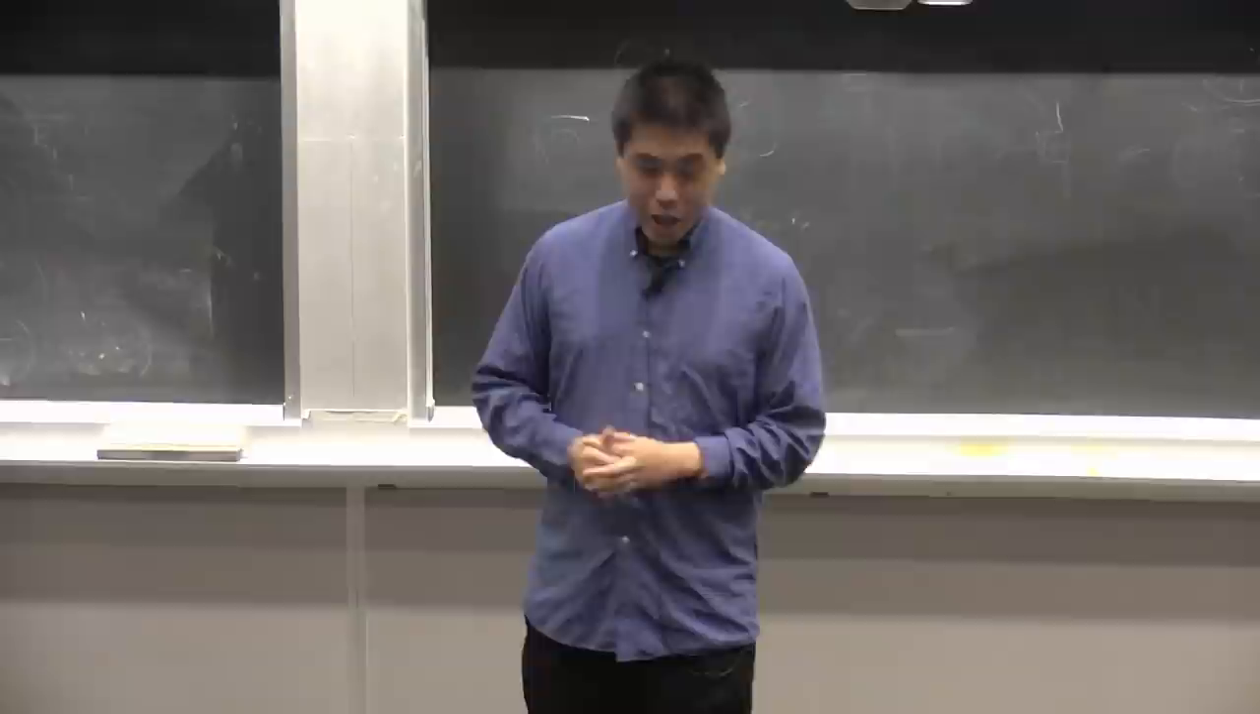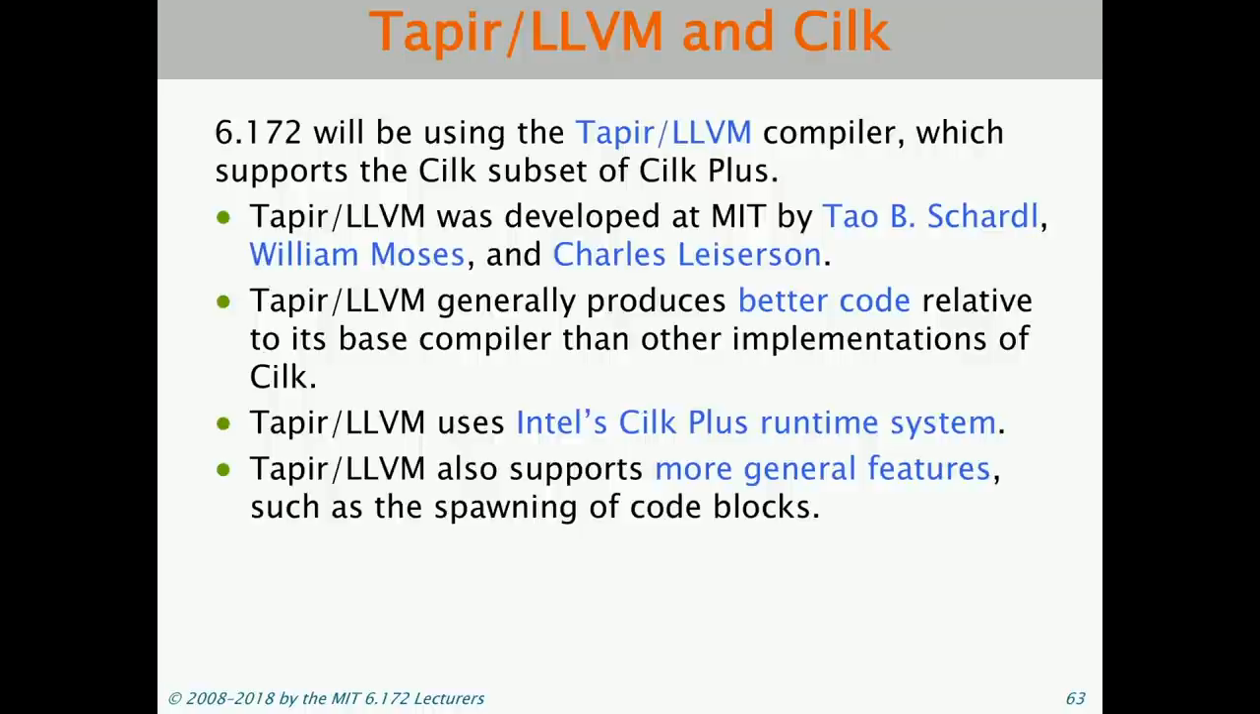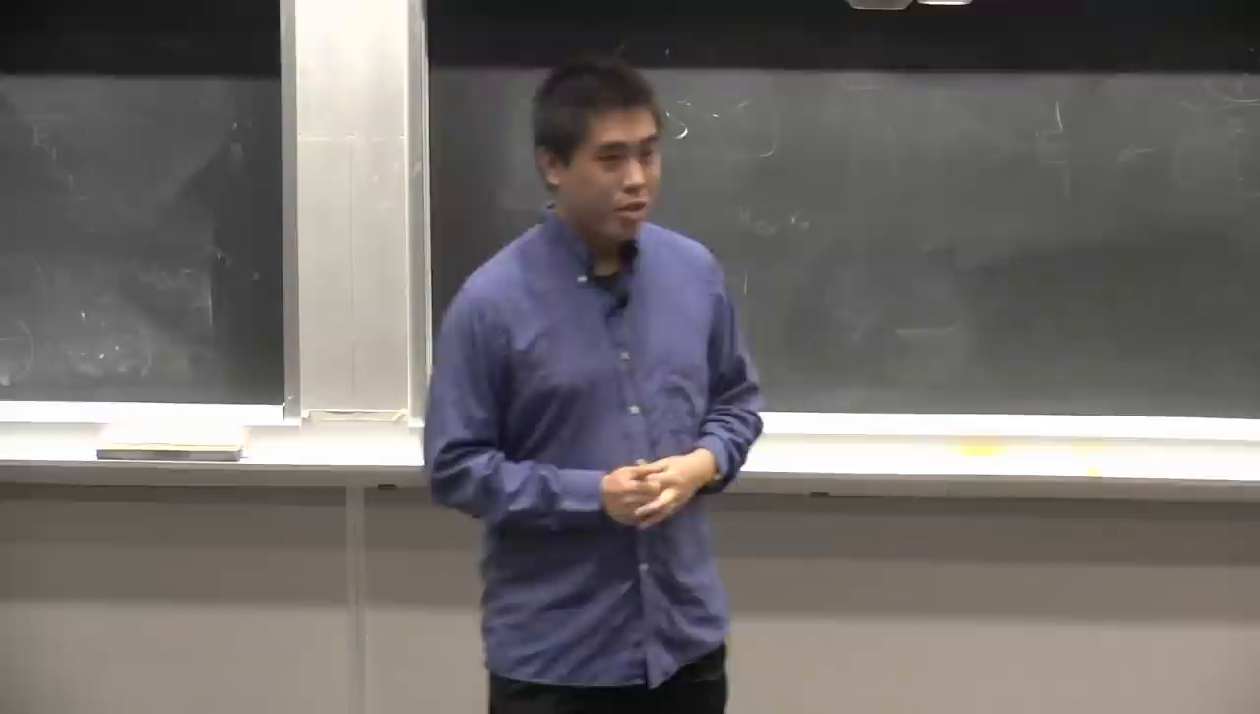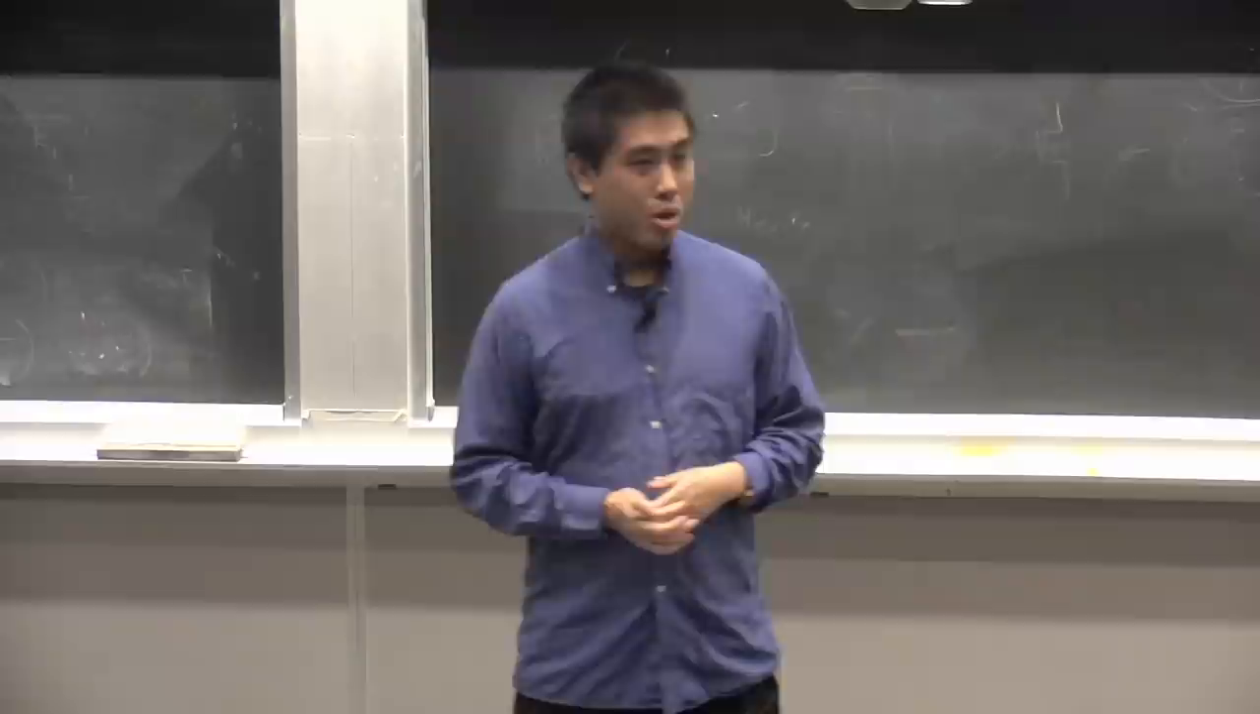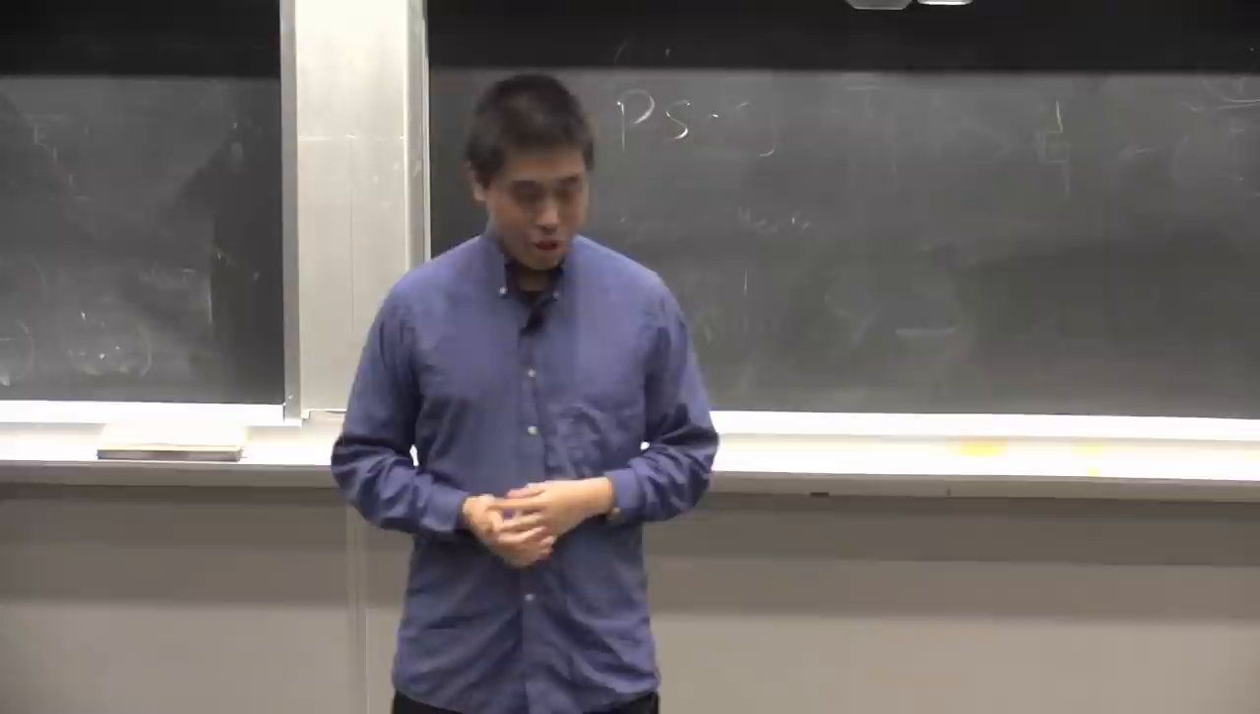Tapir/LLVM generally produces better code relative to its base compiler than all other implementations of Cilk out there. So it's the best Cilk compiler that's available today. Charles Leiserson and his group actually wrote a very nice paper on this last year, and that paper received the Best Paper Award at the annual Symposium on Principles and Practice of Parallel Programming, or PPoPP. So you should look at that paper as well.